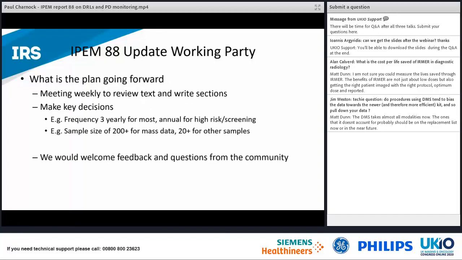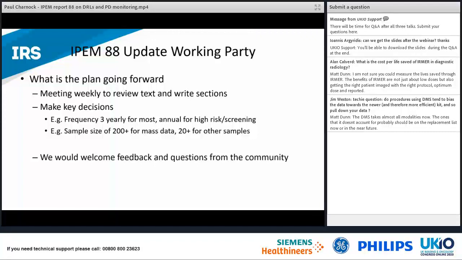However, because of the current situation, we're actually taking advantage of this, and we're having weekly meetings at the moment where we're reviewing the text, rewriting sections, removing inconsistencies and repetition, and also making key decisions on questions that are being raised by the group.